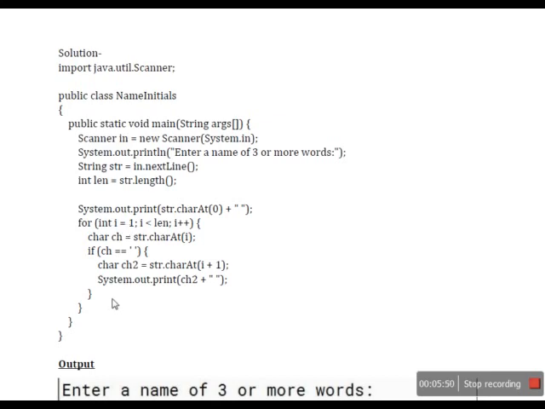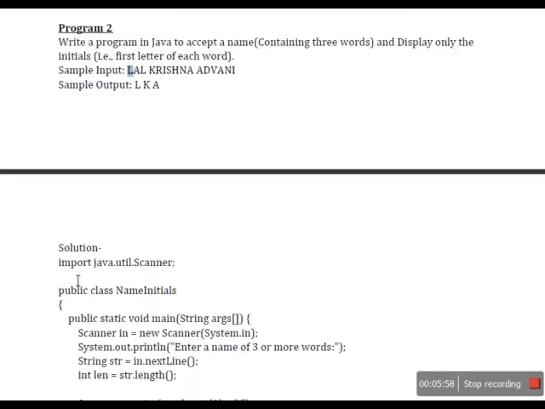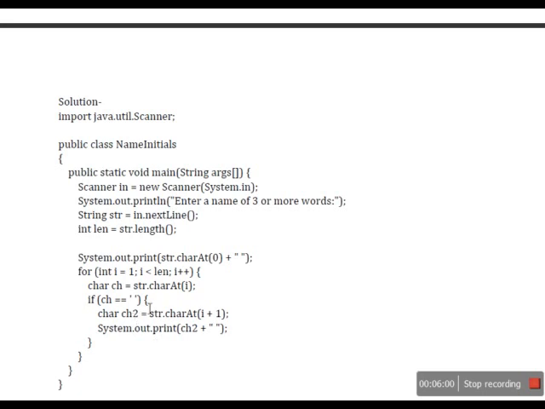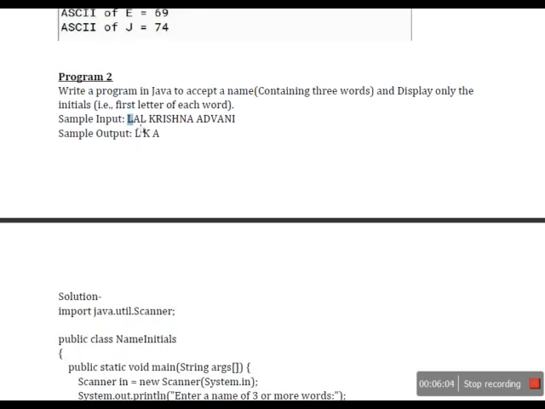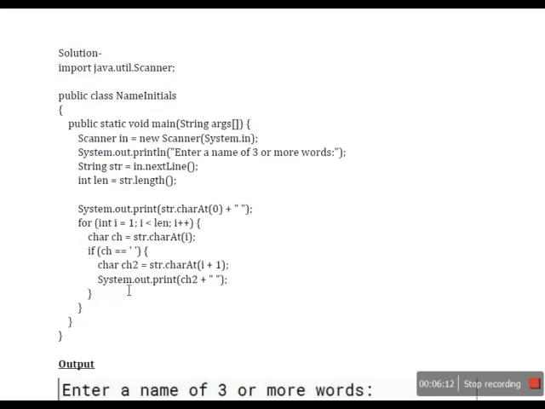When the first time the loop runs, it will check for i equal to 1 and it will go to this L. So it is not a blank, so the condition will be false. Again the loop will run and you will move to A. Again A is not a blank space, so again this conditional statement will be false.